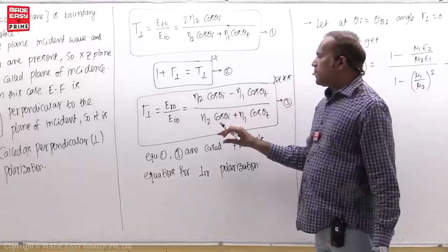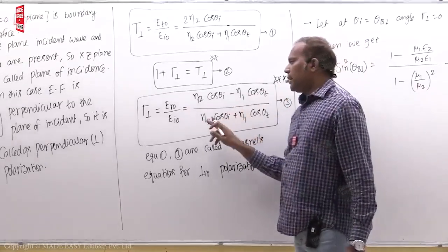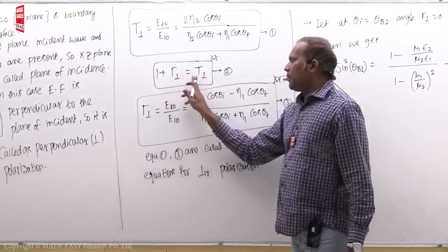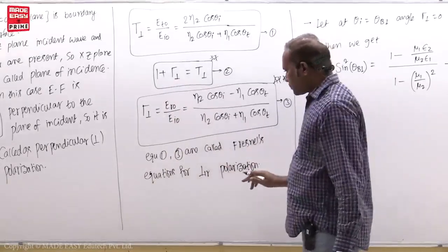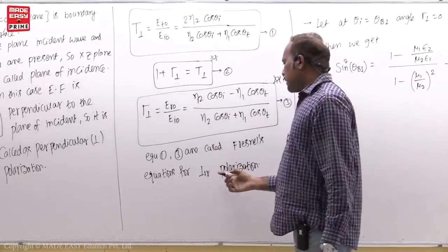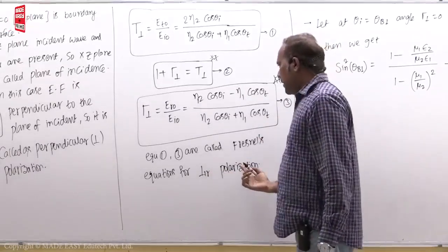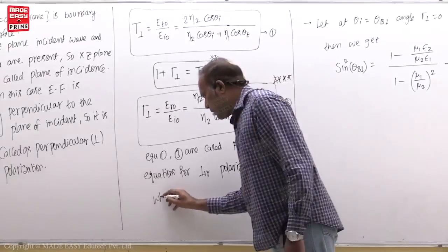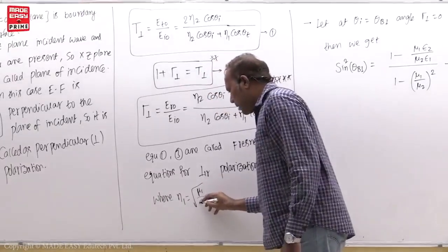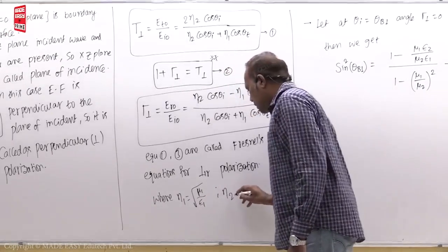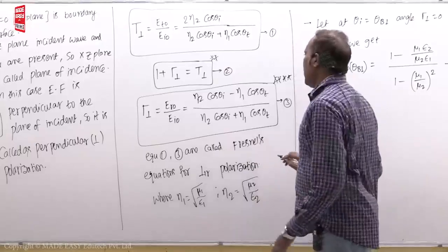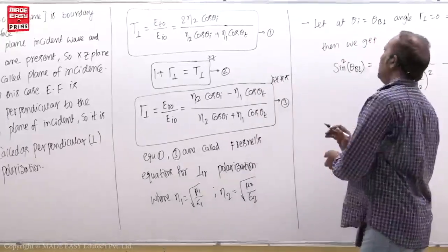Then if you remember this, you find gamma for perpendicular polarization. If you substitute this here, you get this one. So this equation and this equation are called Fresnel equations for perpendicular polarization. Once again, where eta 1 is equal to root mu 1 by epsilon 1 and eta 2 is equal to root mu 2 by epsilon 2. And this equation you remember.